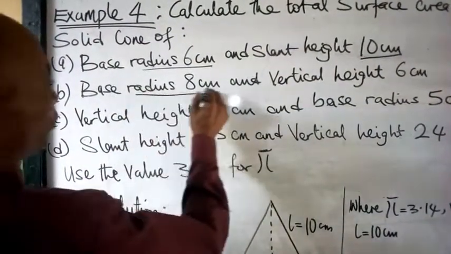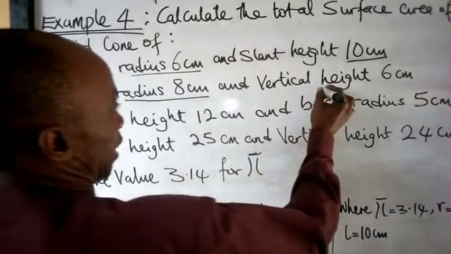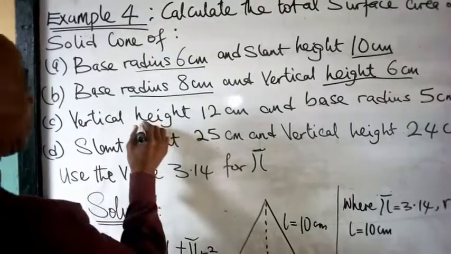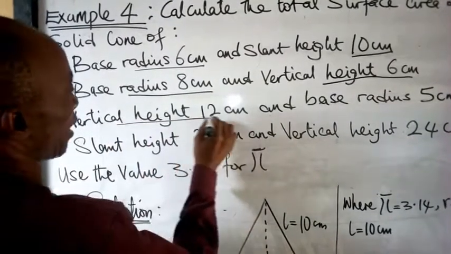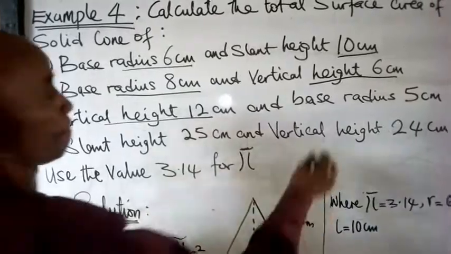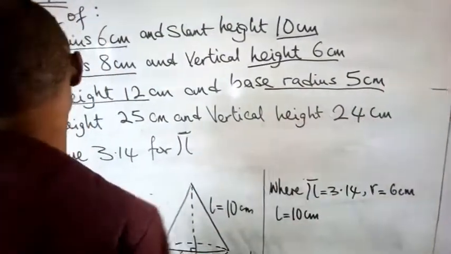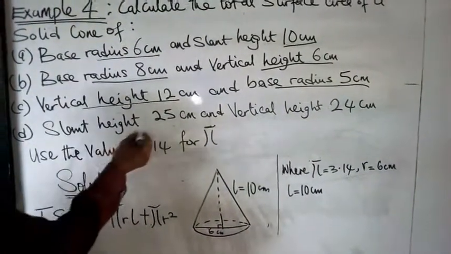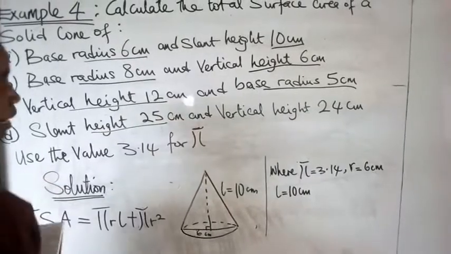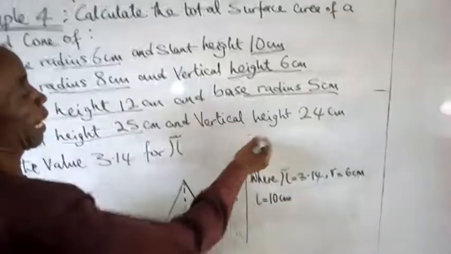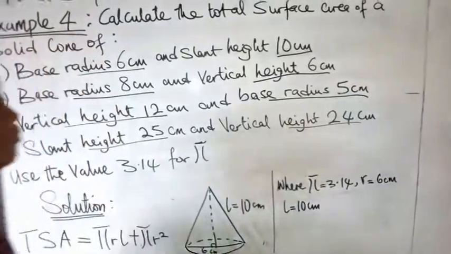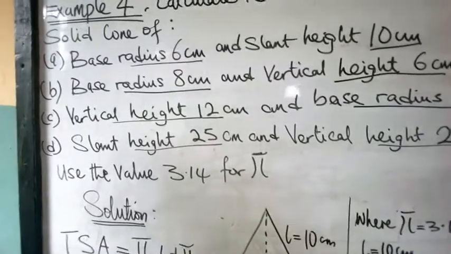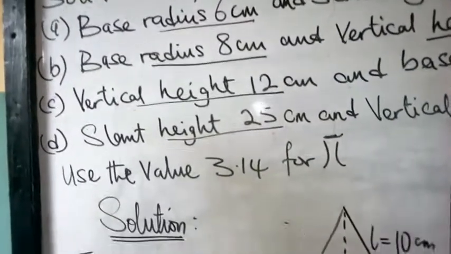B: base radius 8 cm, vertical height 6 cm, C: vertical height 12 cm, base radius 5 cm. D: we look at that of the slant height 25 cm, when the vertical height is 24 cm. Let's quickly do that. This one is going straight to the point. Simple addition is there, simple multiplication is there for you. Now, solution.